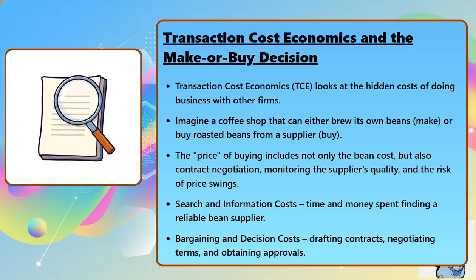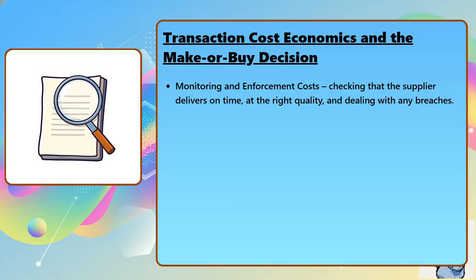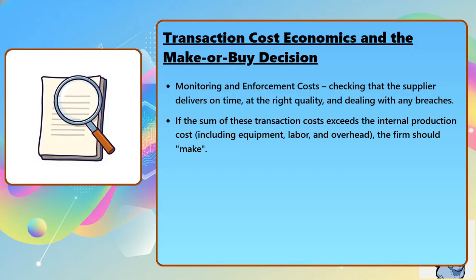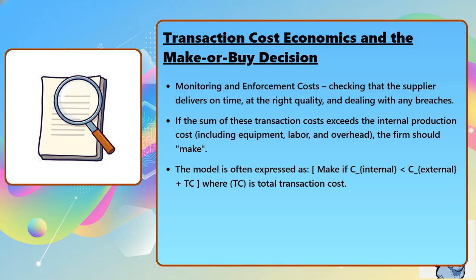Bargaining and decision costs: drafting contracts, negotiating terms, and obtaining approvals. Monitoring and enforcement costs: checking that the supplier delivers on time at the right quality and dealing with any breaches. If the sum of these transaction costs exceeds the internal production cost, including equipment, labor, and overhead, the firm should make. The model is often expressed as make if C internal is less than C external plus TC, where TC is total transaction cost.